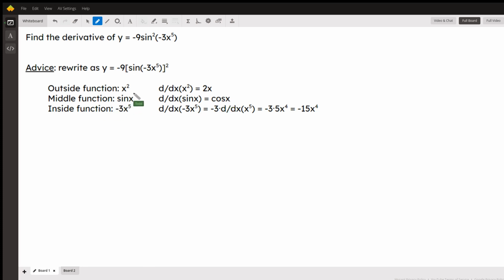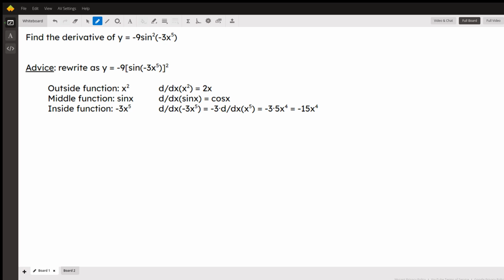The function on the very inside is -3x to the fifth, so we can find that normally. The derivative of -3x to the fifth would be -3 times the derivative of x to the fifth. So that's -3 times 5x to the fourth, which is -15x to the fourth.